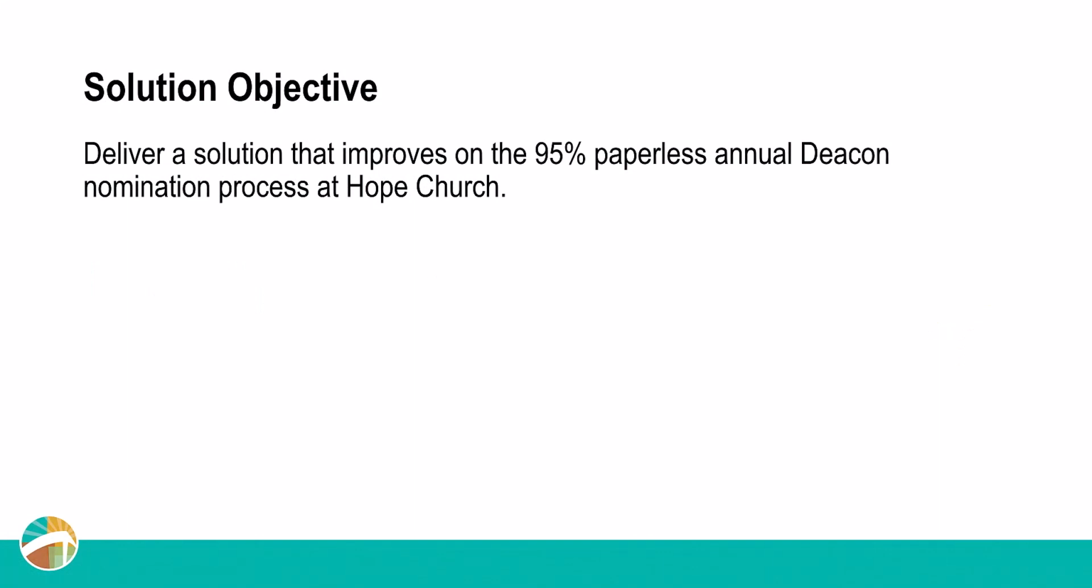Starting with an objective, we want to deliver a solution that improves on the 95% paperless annual deacon information process, or deacon nomination process at Hope Church. This process has been in place since 2015. It replaced a very manual, cumbersome process. It's almost fully automated, fully paperless, and we haven't had to make many changes to it over the years. So it's something that's pretty popular, and we're really hoping to get it moved into the new system.